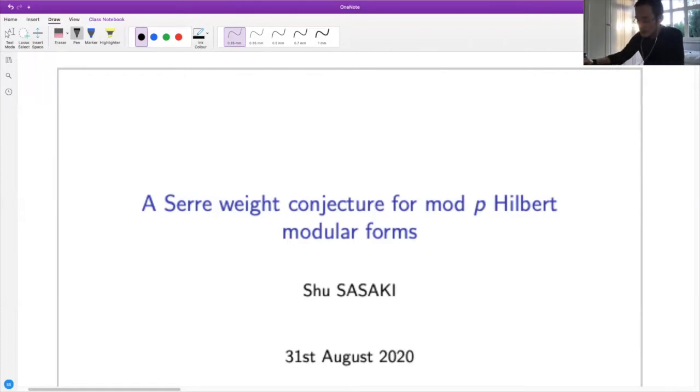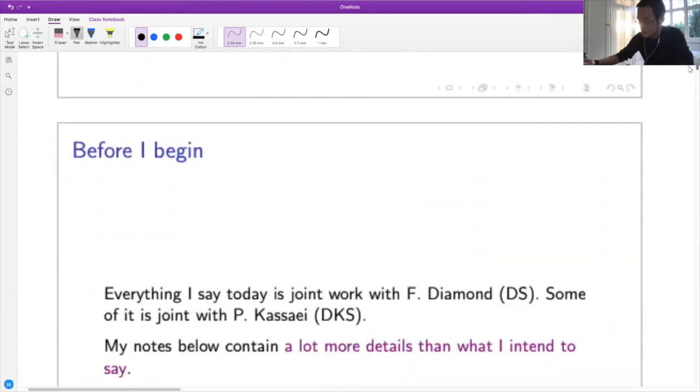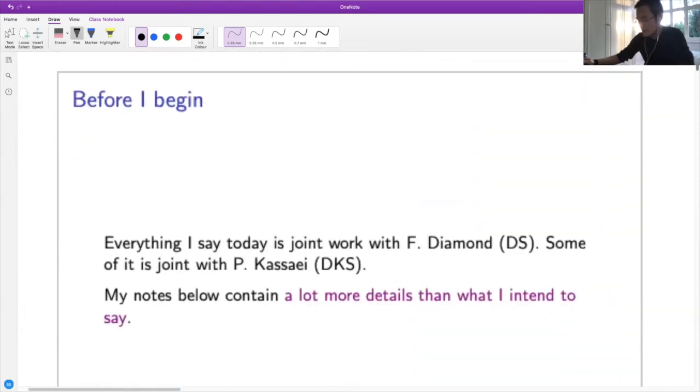So I want to talk about Serre's conjecture and the geometry of Shimura varieties, in my case, the geometry of Hilbert modular varieties, which I suppose is perfectly in line with the theme of the workshop. To start, everything I'm going to say is joint work with Fred Diamond. And occasionally I will mention my work with Payman Kassaei and Diamond. These will be referred to as DS or DKS.